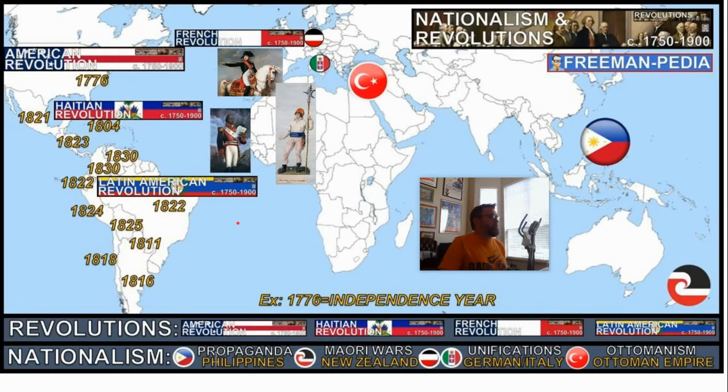Then with the Haitian Revolution, this is Toussaint Louverture. He's a former slave who leads the island to independence. And so the Haitian Revolution is obviously about race and slavery.